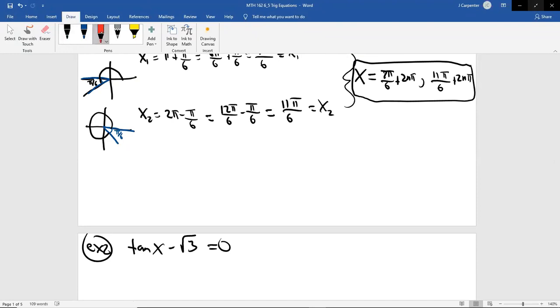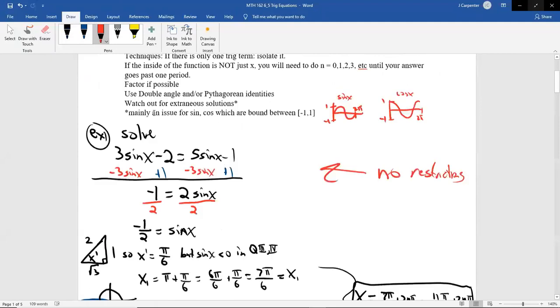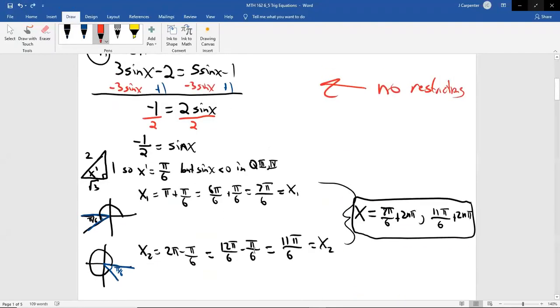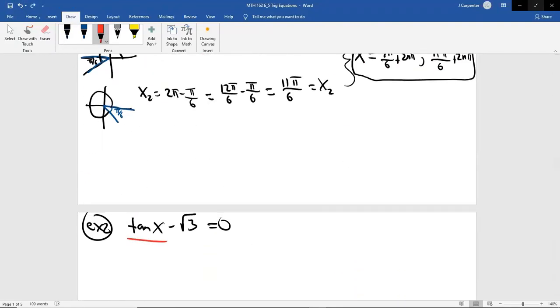All right, well, I only see one single type of trig term, so it's probably in our best interest to isolate it. That's what those instructions previously said. I'll scroll back up. If there's only one trig term, isolate it. This will be a lot easier to do. You're just going to add square root of 3 to both sides. Not even going to show that work. If you add square root of 3 to both sides, I lied, I will. Since it's a radical, I'll show the work. That gives us tan x equals square root of 3.